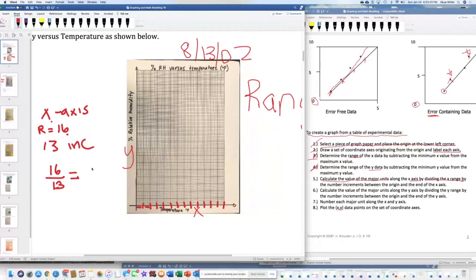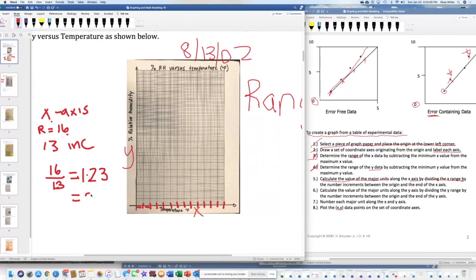Now, I worked this out later on, but I want to do it all on the same page so you can see. Then we'll scroll down and see how I did it later. So 16 divided by 13, and I get 1.23. Now here's the rule. You can use this number or you can round it up to an easier number. You don't want to round it down. If you round it down, you won't be able to plot all your numbers in here. Can I use 1.5? Let's use 2, 2 is easier. The 1.5 will work, but I think it'll be harder. 2 is a lot easier.